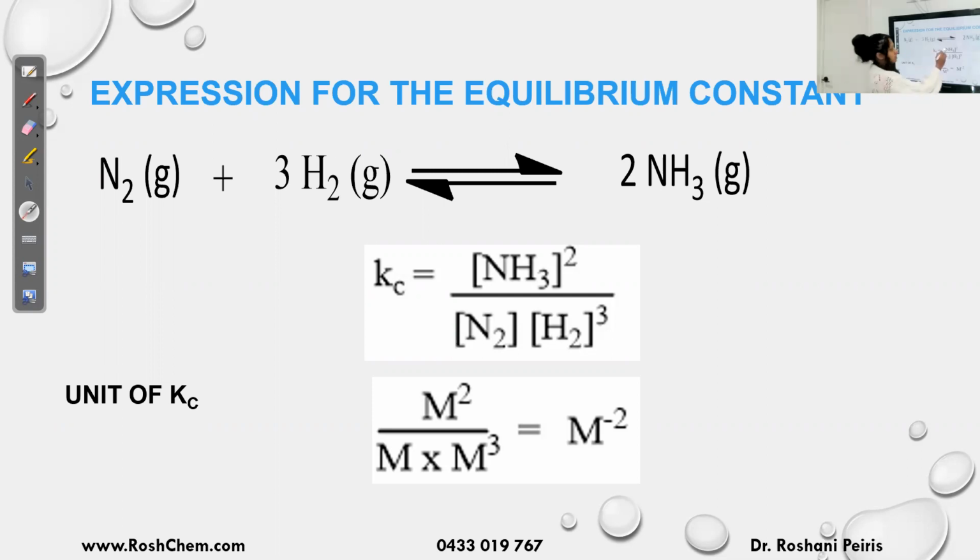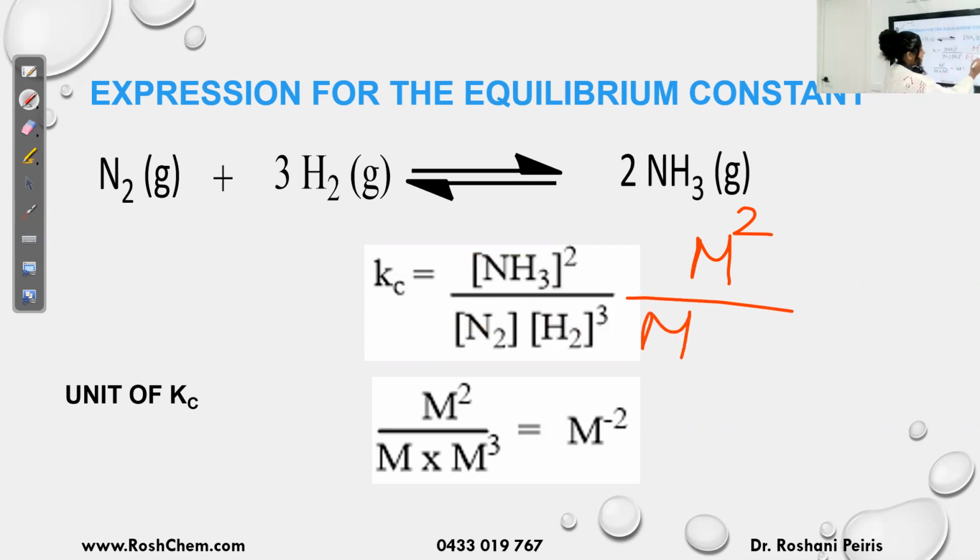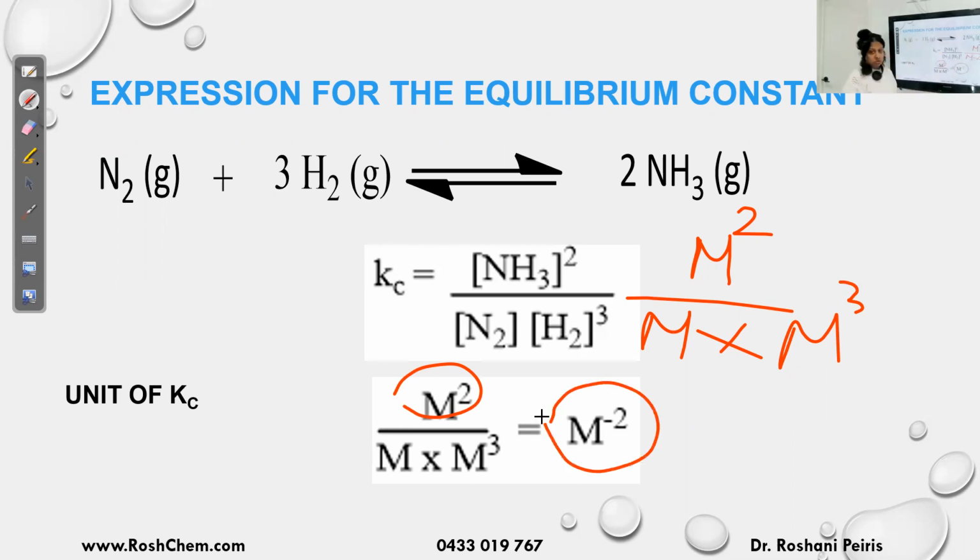We know all these terms are concentrations. NH3 concentration to the power 2, and the unit for concentration is molar, so I write M to the power 2. Then divided by N2 concentration, which is just M, times H2 concentration, M to the power 3. So the top is M to the power 2, divided by M times M to the power 3, which means M to the power 4. When you simplify, you get M to the power negative 2. Like this, the unit of Kc will vary from equation to equation.